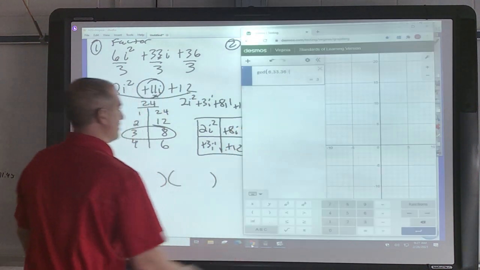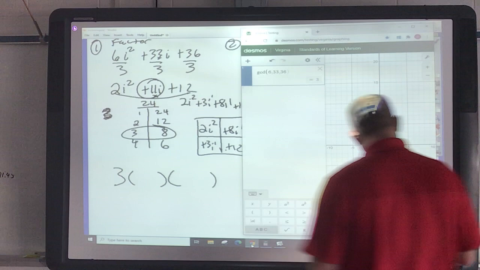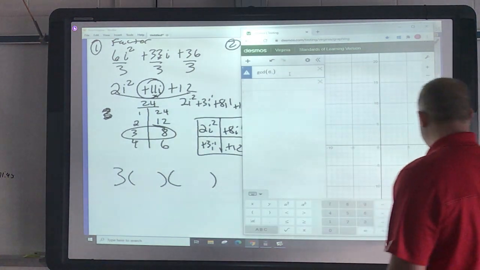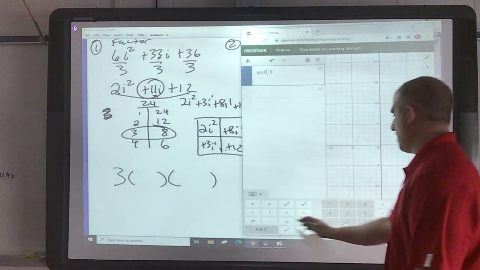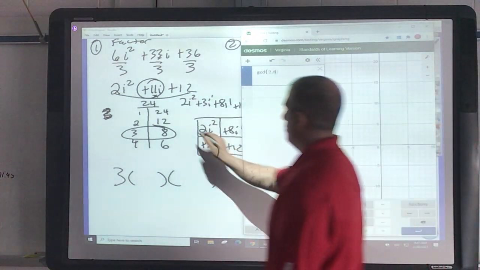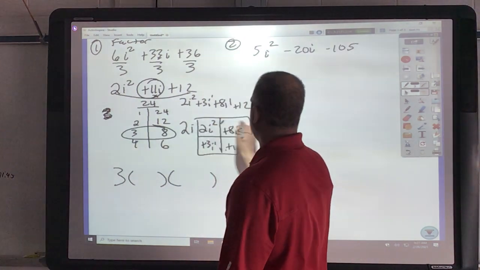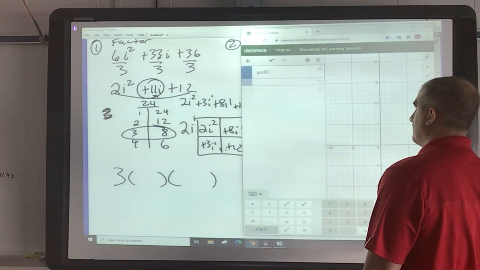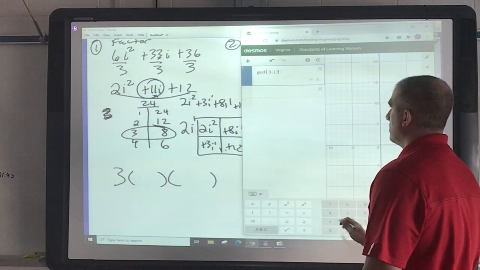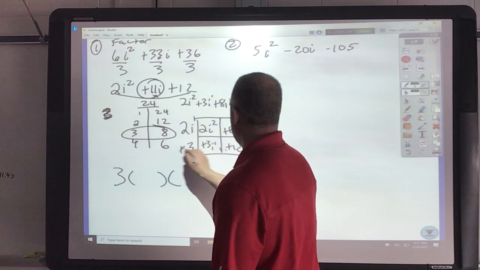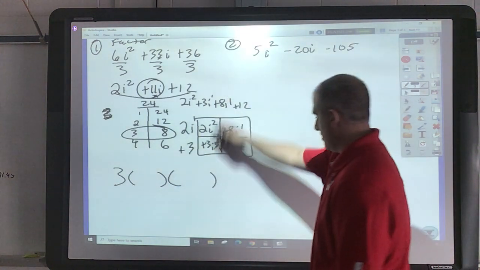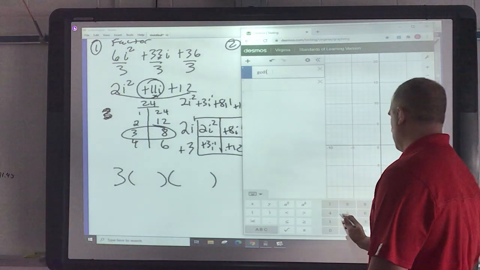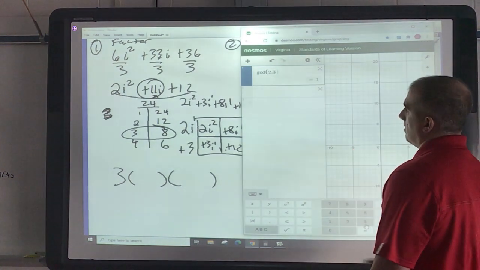And then all I'm doing is the GCD of the rows. I got 2 and 8, which gives me 2. They both have i, smallest exponent is 1. Then the bottom, 3 and 12, is 3. This has an i, this doesn't, so I can't have it. So I got 2i and 3.